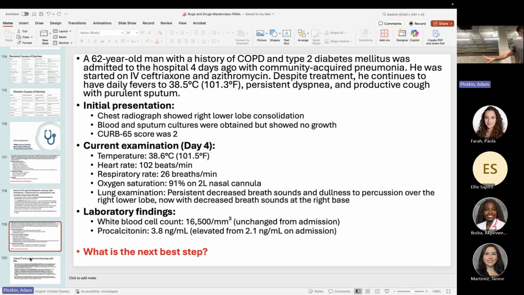We're like, I don't think it's an atypical. So he's already on ceftriaxone and azithro. It's day 3 of his hospitalization. Still got a high fever. He's still got a cough, pleuritic chest pain. He's still hypoxemic. What do we do? What do we think about?